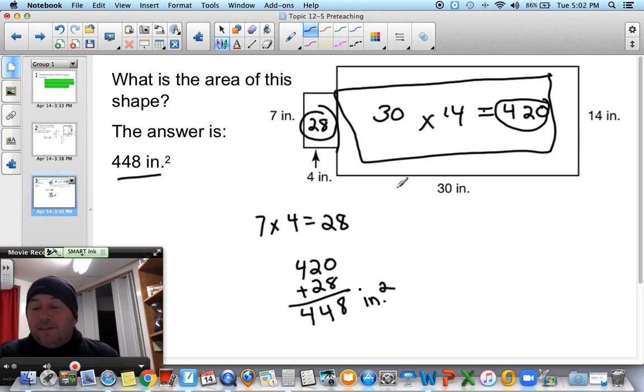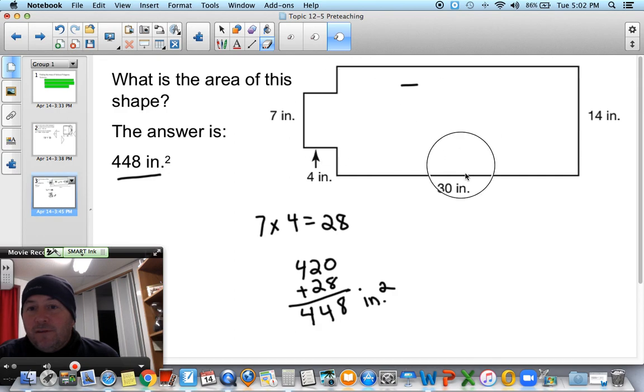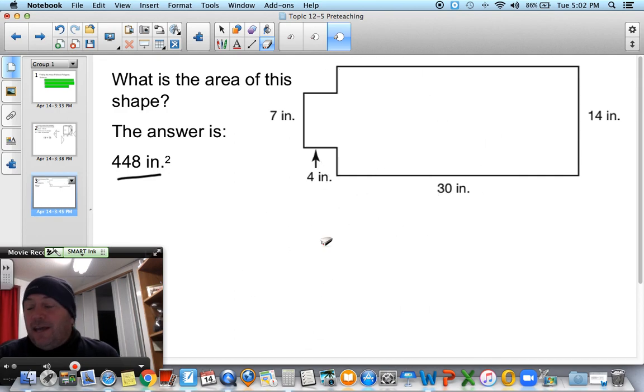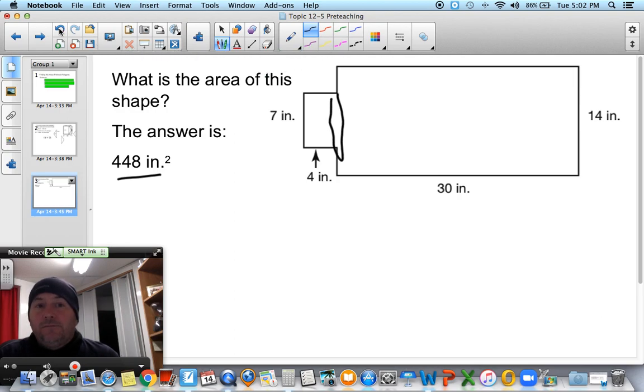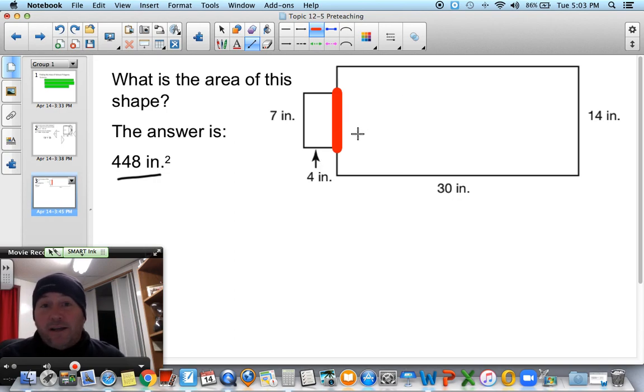If you look at this shape right here, there really isn't any other way to divide it up other than to say, okay, I've got a small rectangle right here, and I've got a big one right here. And that's the best way to decompose it. And then you're just multiplying length times width and adding them up for the 2 sections.